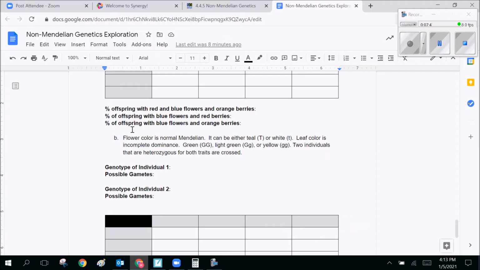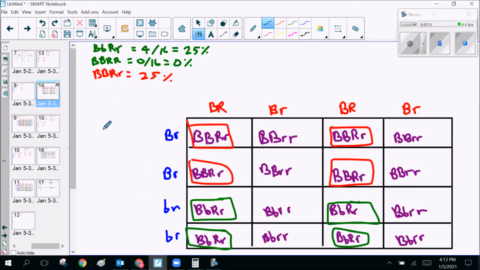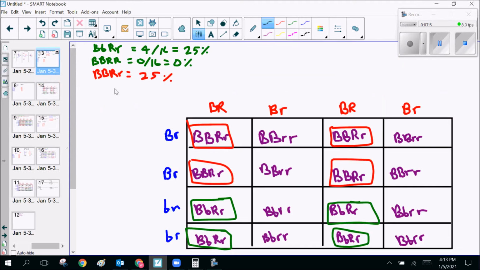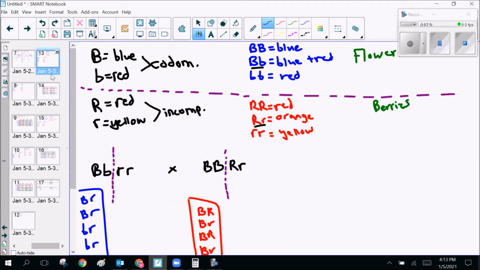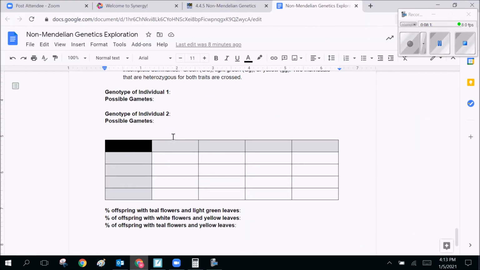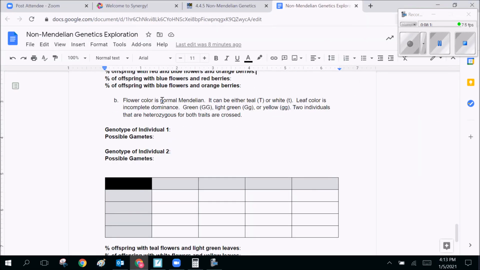Now we are asked, finally, what percent of the offspring have blue flowers and orange berries? So for blue flowers and orange berries, the only way to get blue flowers, again, is capital B, and to find orange berries, we need capital R, lowercase r. So we're looking for capital B, capital R, lowercase r. There are 4 that I've already highlighted that you can see here, and so 4 out of 16 equals 25%. All right, so very simple once you get that down. So let's practice the next one. So 3b. Okay, flower color is normal Mendelian.